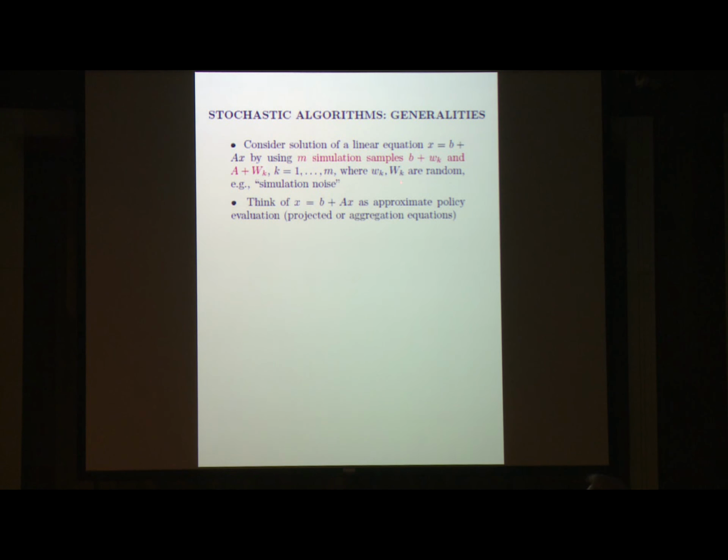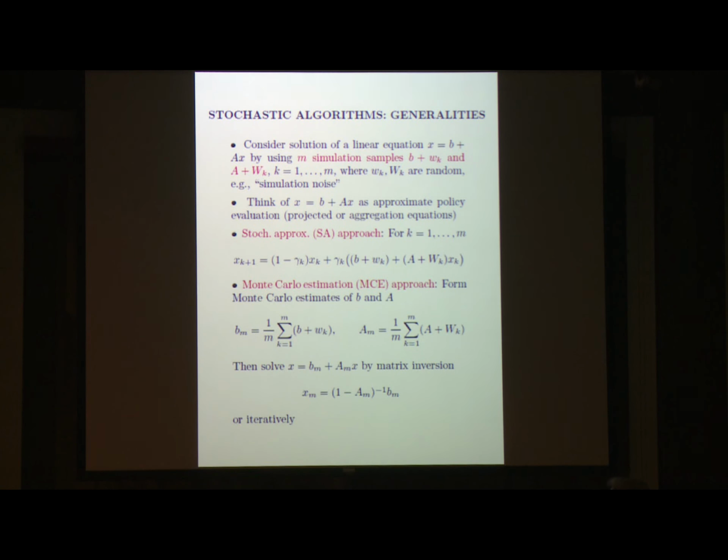And w_k and capital W_k are random. They're just the simulation noise. So all we have is these simulation samples, and we want to solve approximately this system of equations. What kind of methods are there for doing so? Well, we have the particular context in mind where this system is the approximate policy evaluation system, either the projected equation or the aggregation equations.